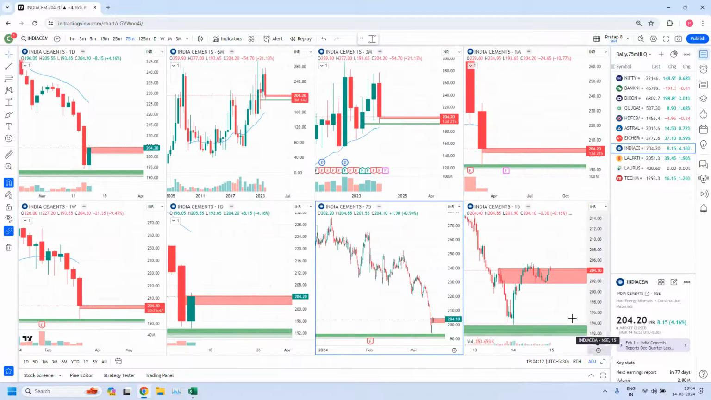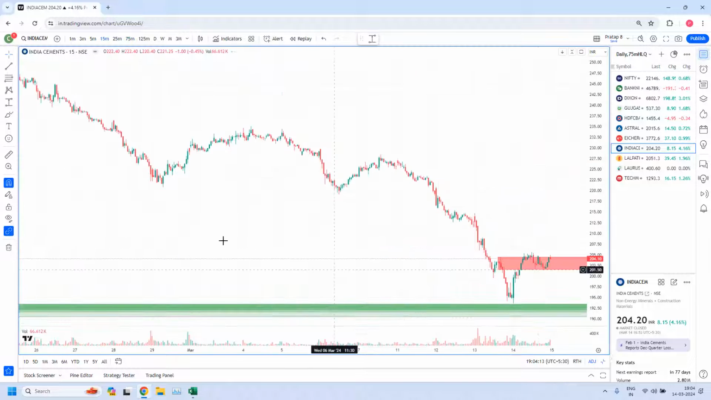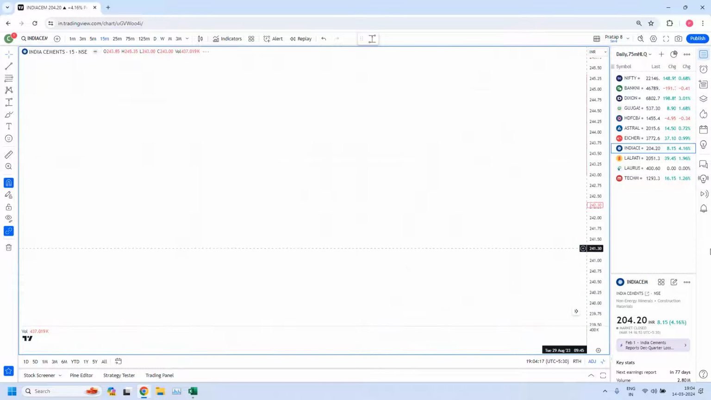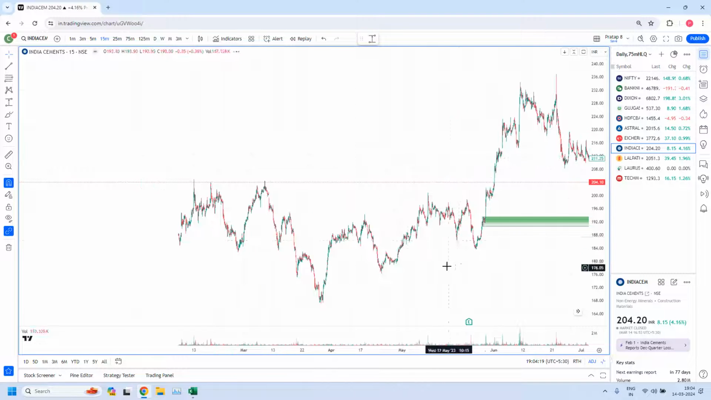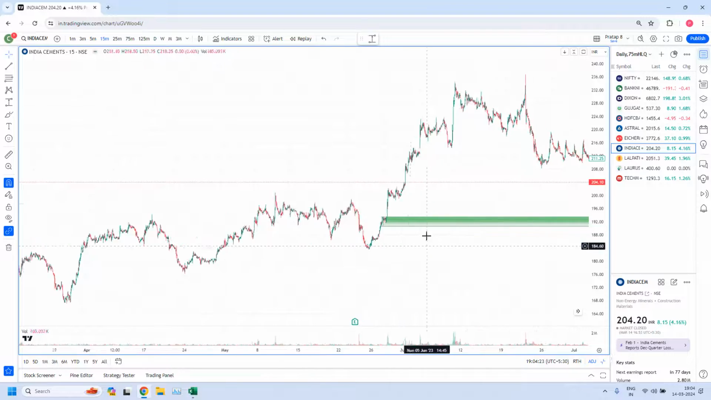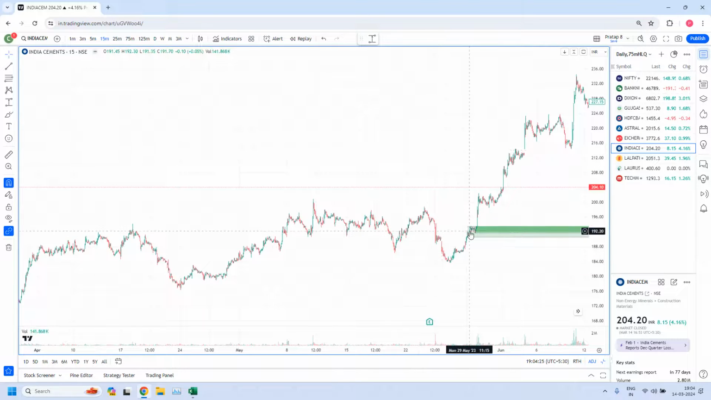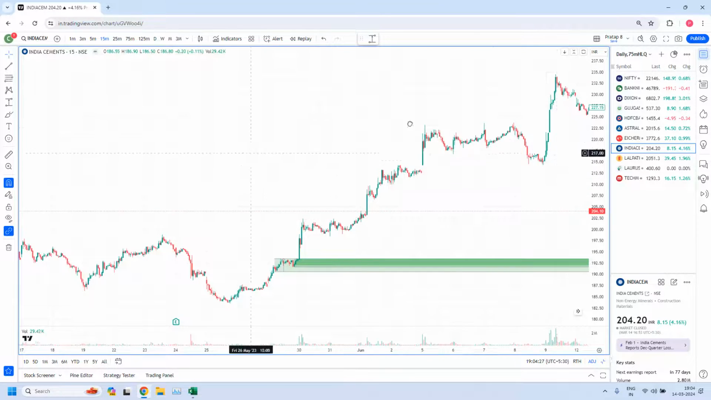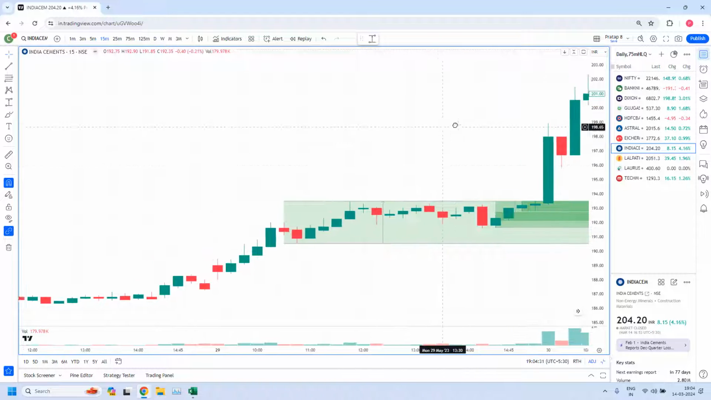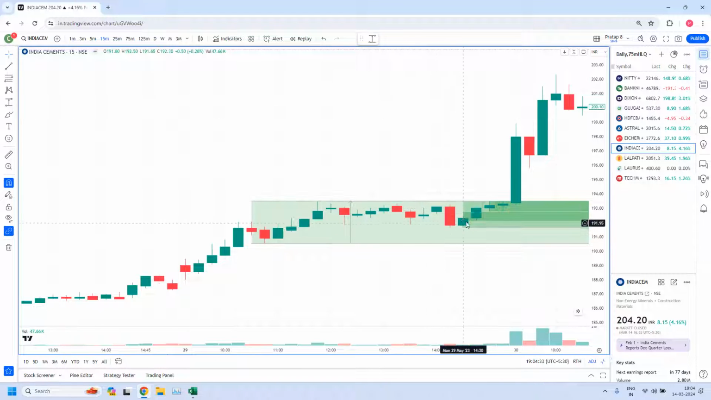So I'm going to the 15 minutes time frame. So inside the 75 minutes, when this zone was created in May 23. See here we have a drop candle, 1, 2, 3, 4 base candles and a rally candle. This is the 15-minute zone.